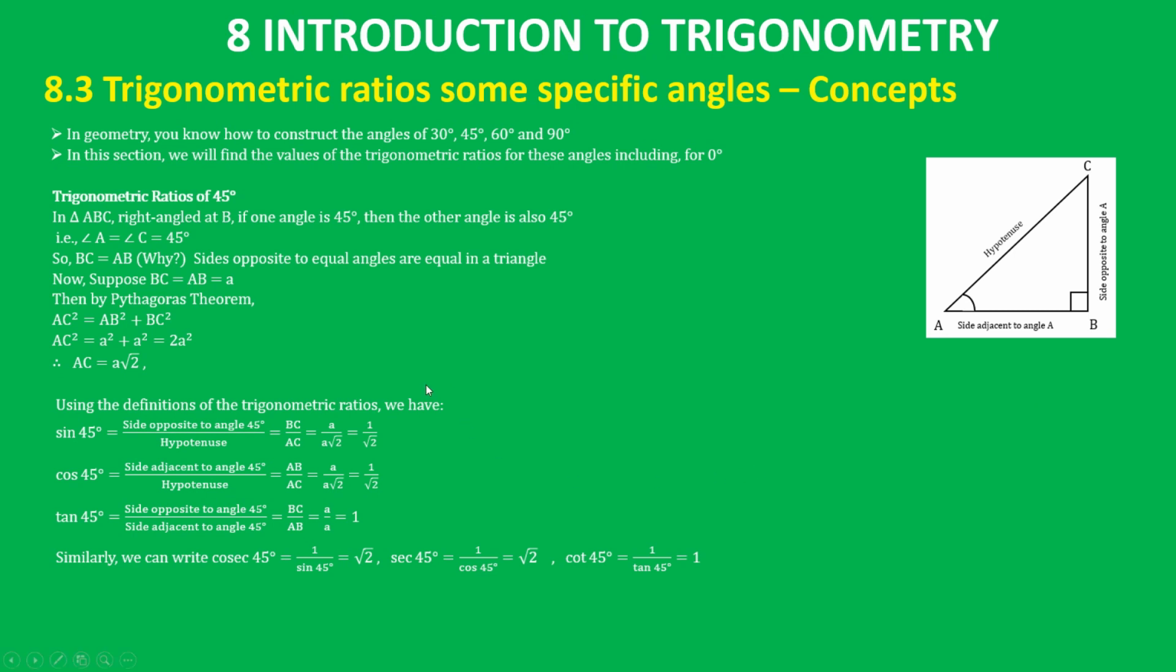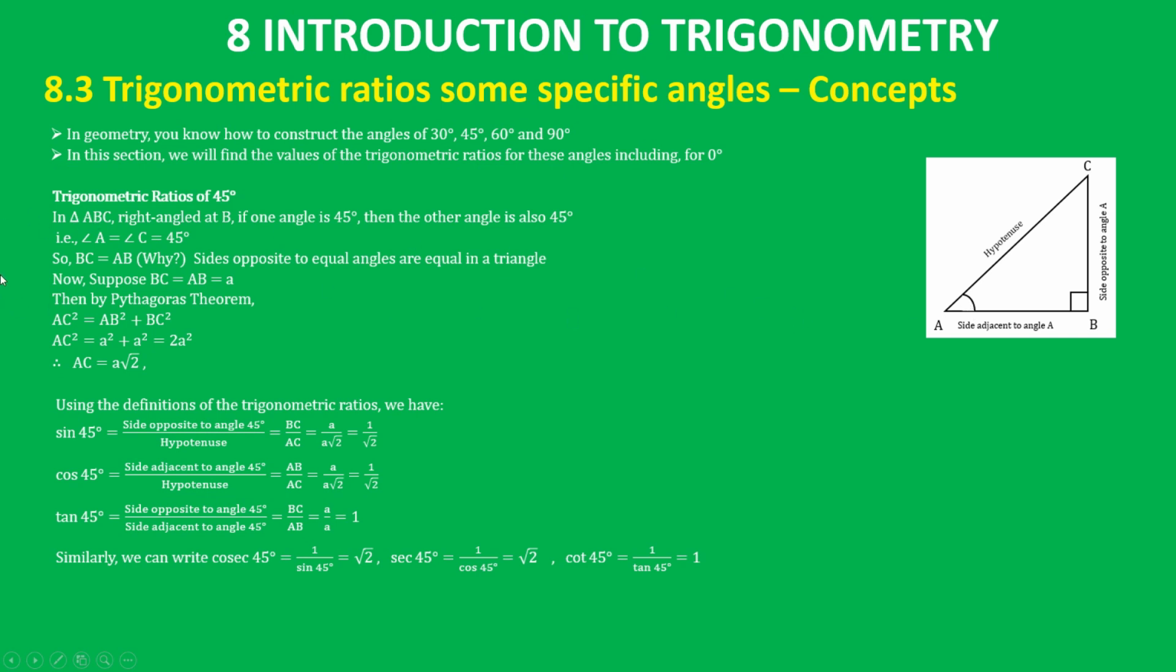First we will start with, okay, including 0 degrees also we will consider, okay. But in this slide, what we will do, we will calculate trigonometric ratios for angle A is equal to 45 degrees.